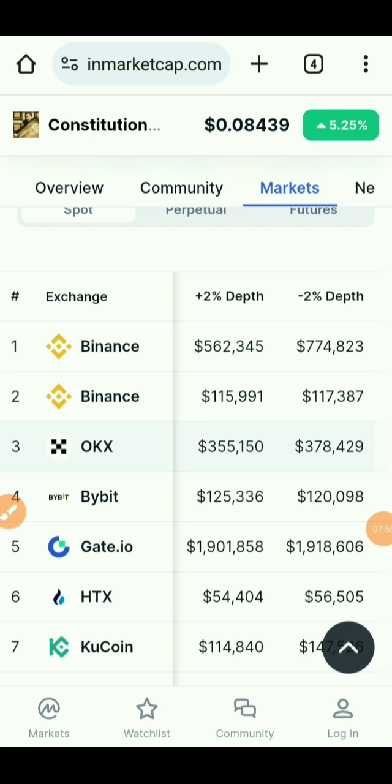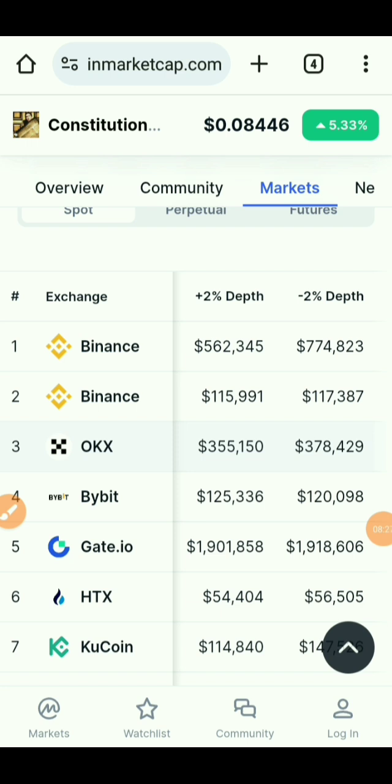For instance, if a coin is being traded at $100, the plus 2% depth people who are the buyers will place their order to be executed with a 2% decrease, which is $98, and then the order will be executed. While the minus 2% depth people will place their order when it is 102. I hope you understand what this means.